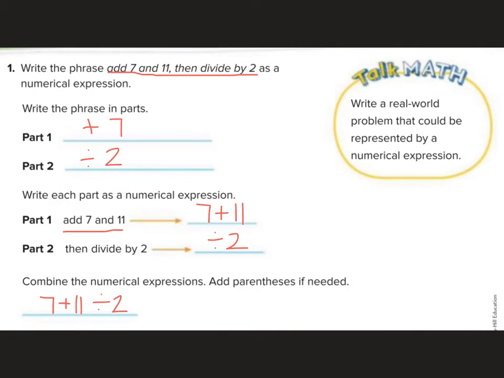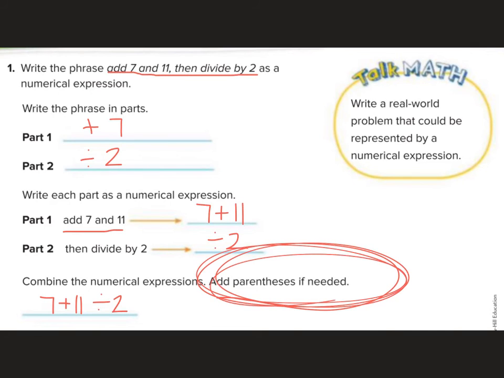Now, do I need parentheses? Always ask yourself, once you're done writing your expression, do I need to add parentheses? Now, if I do not add parentheses, then I'm going to do this first: 11 divided by 2. Is that my goal to do first? No. First, I need to add 7 plus 11. So I need to have my parentheses around 7 plus 11. And then I'm going to divide by 2.